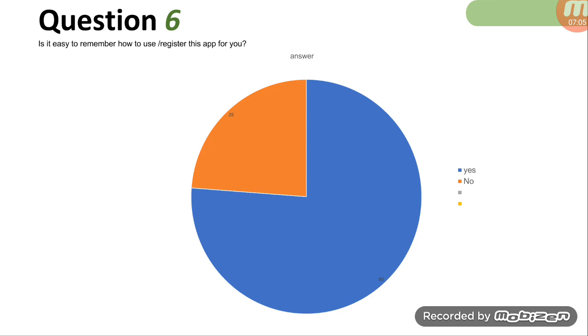Next, is it easy to remember how to use and register this application? 75% of the users answered yes, and 25% answered no. Next, do you think using a mobile application and visual aids can improve learning? 100% of the users answered yes. Further, do you think the content is relevant, attractive, appropriate, and clear to you? 75% of users answered yes, and the rest of the users responded no.